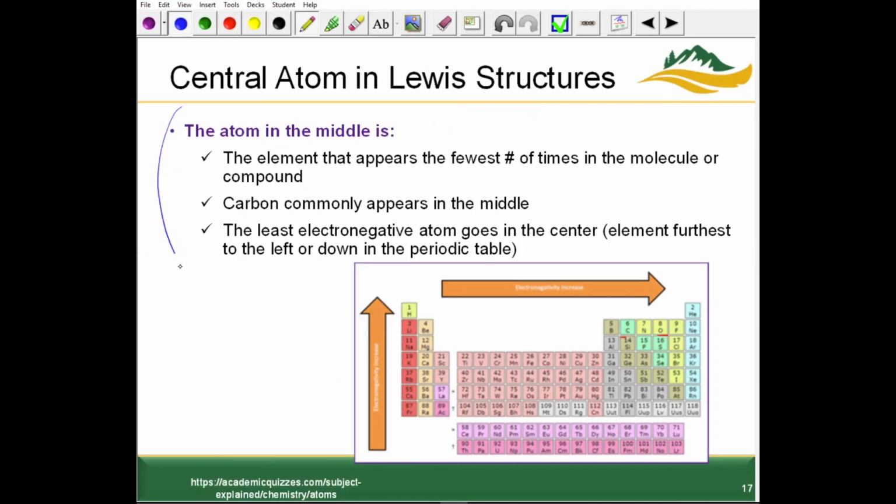Here's another set of similar guidelines as well. So as mentioned, the element that appears the fewest number of times, or it's the unique element, tends to be in the center. Carbon is commonly in the center as well. Then again, the least electronegative atom goes in the center. The least electronegative would be the one that's further to the left because electronegativity increases going left to right. Or it'd be the one furthest down because electronegativity increases going up a group. If we can know the central atom, that helps a lot in figuring out the Lewis dot structures.